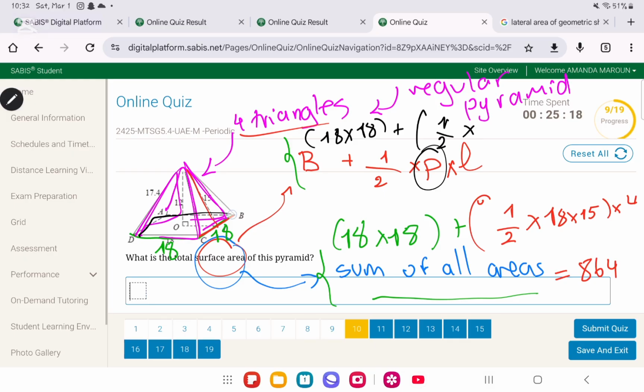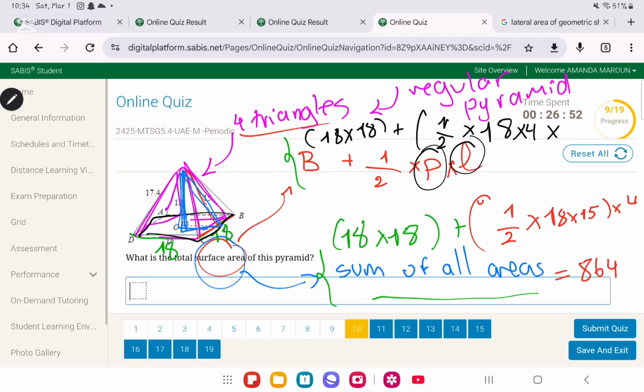Perimeter of the base, which is the square at the bottom. So it's going to be 18 times 18, plus 1/2 times the perimeter, which is 18 times the number of sides in the square, which is 4, times the slant height. Now here, when they are talking about the slant height, they are referring to this slant height, because it's the slant height of the actual height, the actual distance, because the actual height has to be perpendicular.